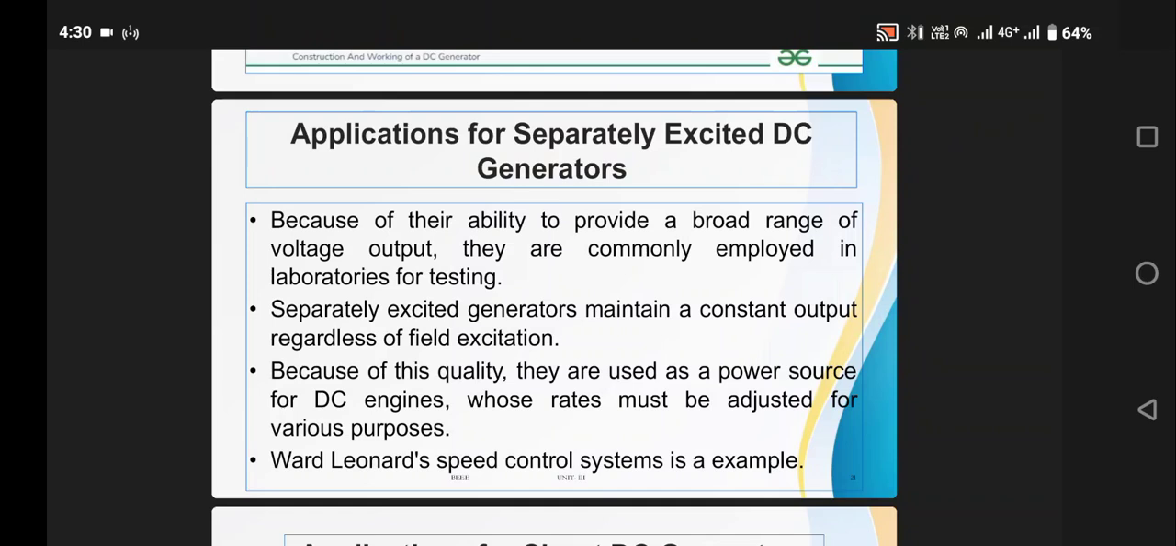These types of generators have the ability to provide a broad range of voltage output. They are commonly employed in laboratories for testing. The separately excited generators can maintain a constant output regardless of the field excitation. Because of these characteristics, this type of generator can be used as a power source for DC motors whose speeds must be adjusted for various purposes. The best example is the speed control system for Ward Leonard.